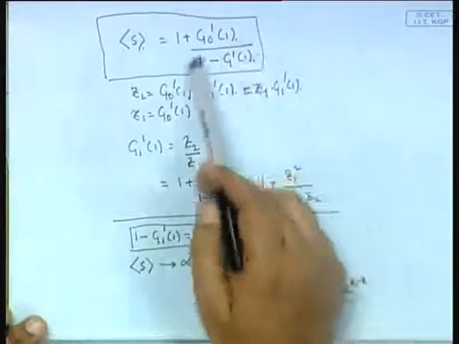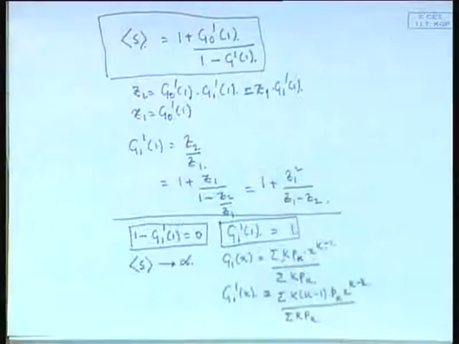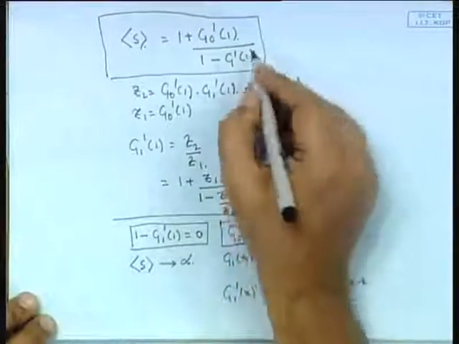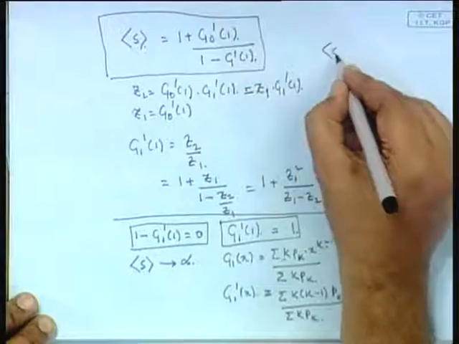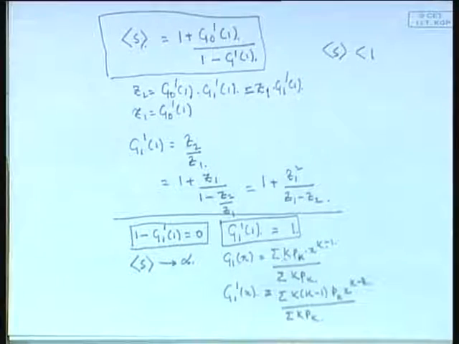No, if this becomes negative and the entire thing becomes negative, it has no meaning. If this becomes negative, then component size becomes less than 1, which is not possible. So, what is happening?